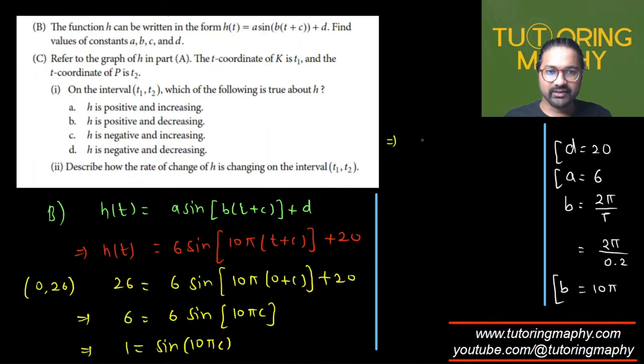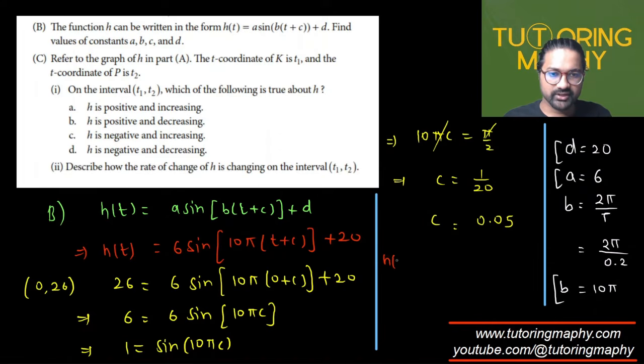So when is sine 1? Sine is 1 when the angle is pi over 2, right? So I will say that 10 pi c should be equal to pi over 2. Pi and pi is gone, so it means that the value of c should be 1 over 20. And what is 1 over 20? That is 0.05. So that is the value of c, and all we have to do is plug in the c as well over here.